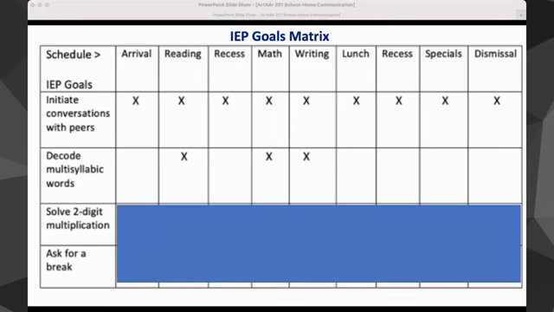Well, for sure during reading group time in the general ed room. Also probably in math, especially if they're reading word problems, things like that. They're going to be decoding words. And then also during writing time.